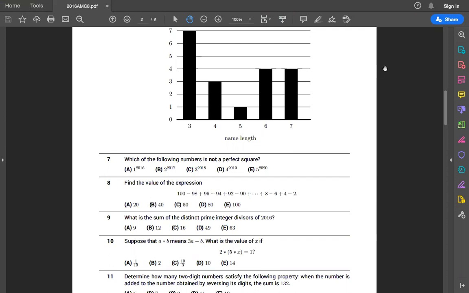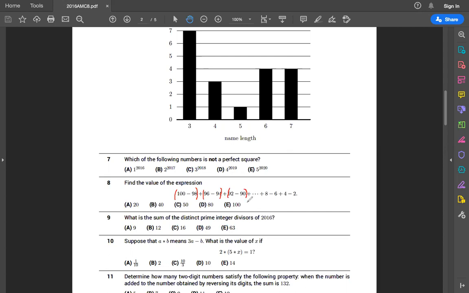Problem 8. So we want to find the value of this expression, which starts with 100 minus 98 plus 96. So alternating minus and plus, and then going down by 2 every time. So what we can do is pair up numbers that are close to each other. That way we can get friendlier numbers. Like that.